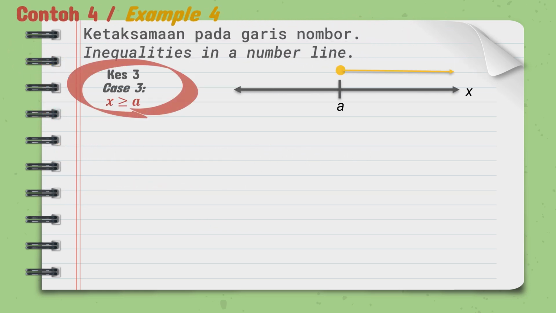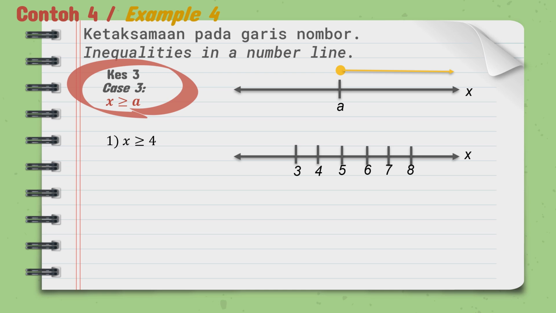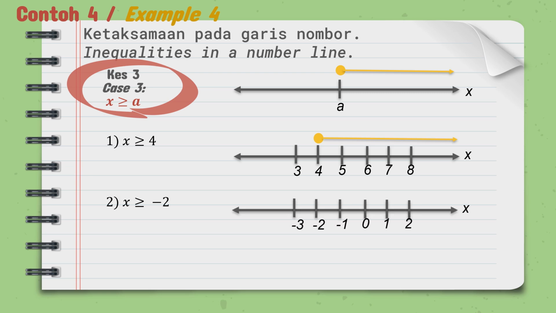Alright, so here is case 3, when x is greater than or equal to A. Let's say you have x greater than or equal to 4. So draw a number line. So here is 4, and then you need to draw what we call a dense circle. So a dense circle, and then the arrow going to the right. Okay, same as this one when we have x greater than or equal to -2. Same approach, okay, like this.